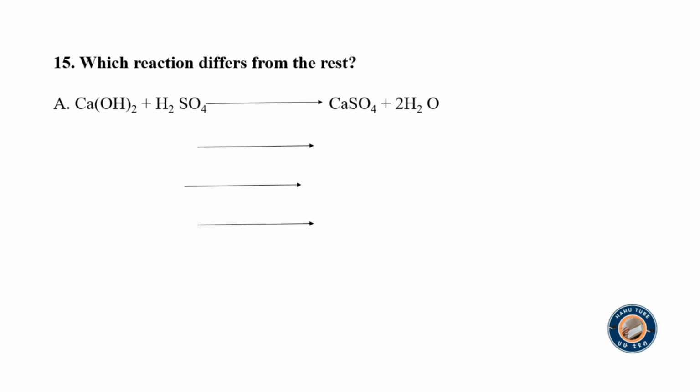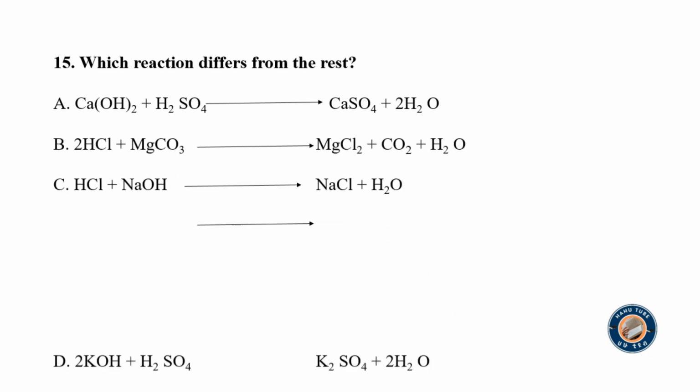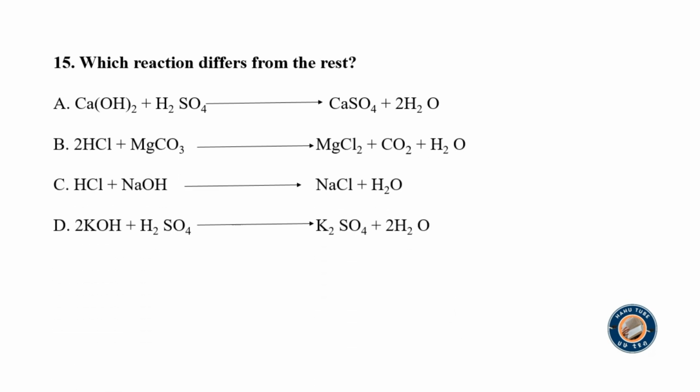Question number 15. Which reaction differs from the rest? A, calcium hydroxide plus sulfuric acid gives us calcium sulfate plus water. B, hydrochloric acid plus magnesium carbonate gives us magnesium chloride plus carbon dioxide plus water.